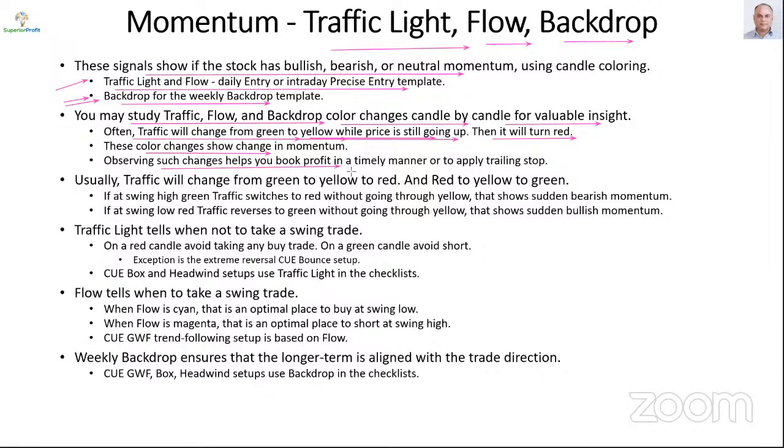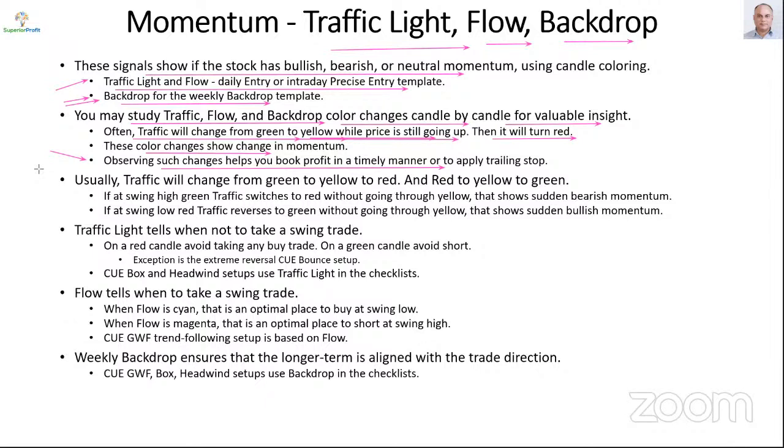Observing such changes helps you to book profit in a timely manner or to apply a trailing stop. This concept is very useful. For a stock, let's say we have taken a go with flow long setup, and it went above the upper boundary with a very bullish candle. It was our initial profit target. We could always book profit, but if we see that it very nicely closed above the upper boundary, maybe because of earnings or whatever reason, do we book profit? We can always book profit once the risk distance is covered. For go with flow, that's at upper boundary.